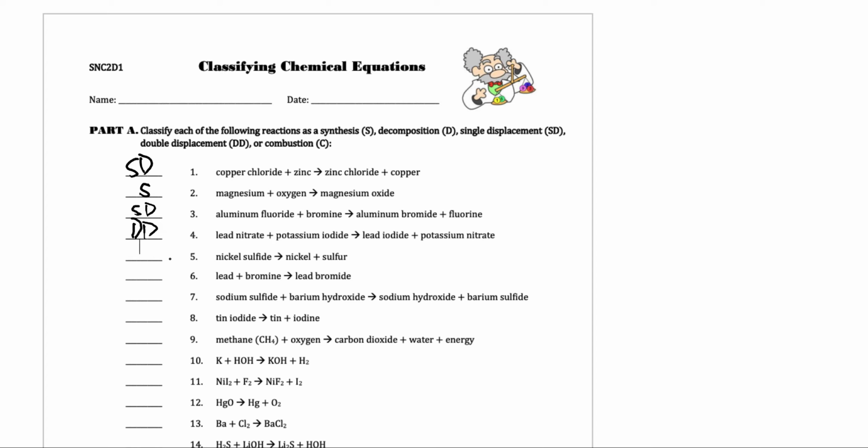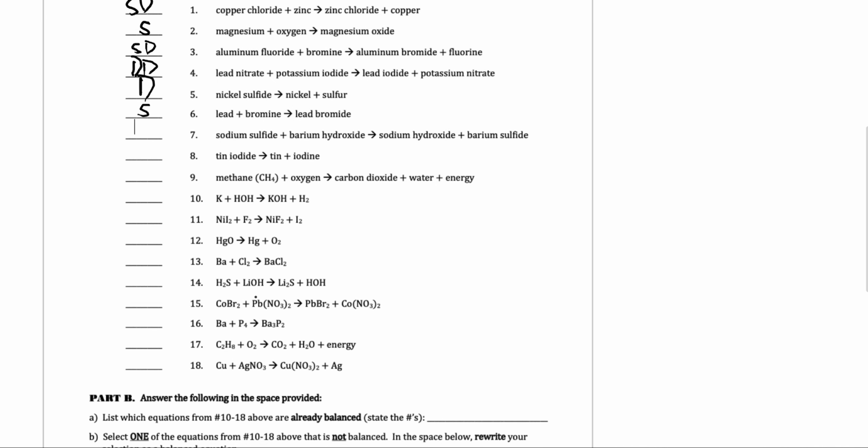Nickel sulfide results in nickel plus sulfur. So as you can see, as I explained before, one compound decomposes and becomes two different separate elements, which is obviously decomposing. I just gave it away over there. Decomposition. Okay, decomposition resulting in D. Nickel plus bromine results in nickel bromide. Simple example of synthesis.